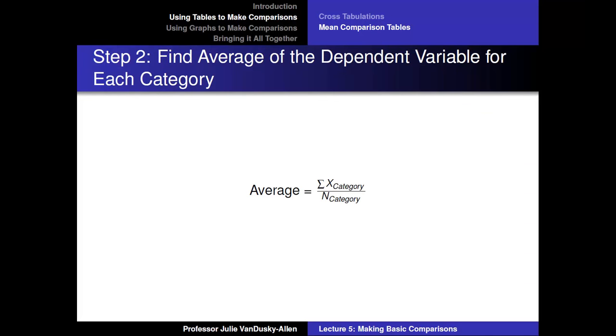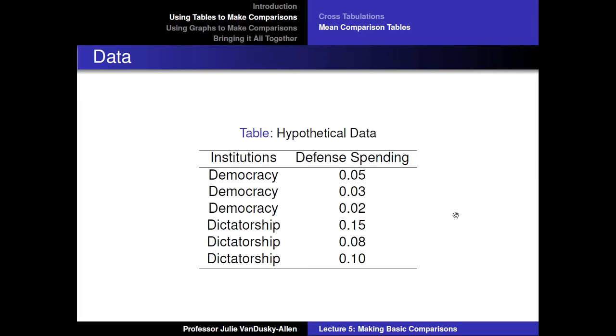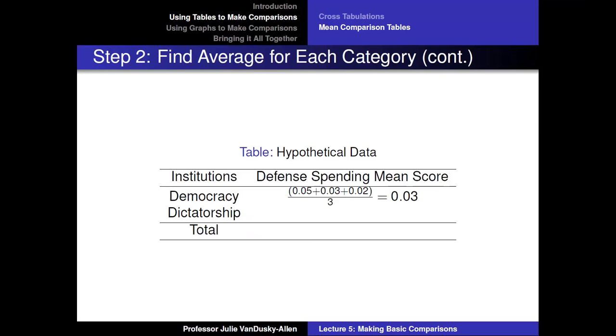Next, you calculate the average of the dependent variable for each category of the independent variable. The average is the sum of all the cases for the dependent variable in one category of the independent variable divided by the total number of observations in that category. So for the democracy category, the calculation would be 0.05 plus 0.03 plus 0.02, and that value divided by 3 for 3 observations. Hence, the average defense spending as a proportion of GDP for democracies is 0.03.